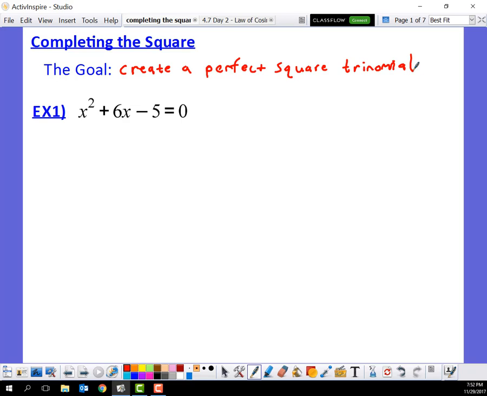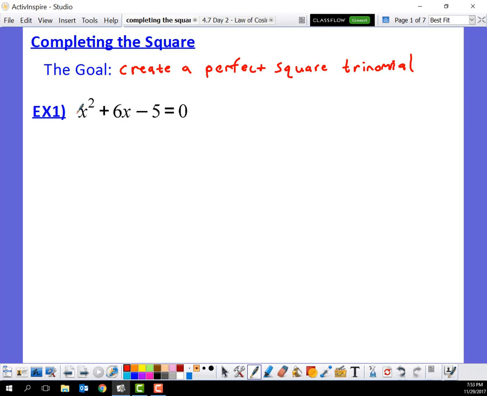Okay, so here we go. Let's see how we're going to do that. The first thing I do here is I see x squared plus 6x minus 5 equals 0. The first observation you need to make is to look at your lead coefficient. My lead coefficient here is 1. It's what's right in front of the x squared. Completing the square is super easy when your lead coefficient is 1. There's an extra step when it's not, which we'll talk about later.